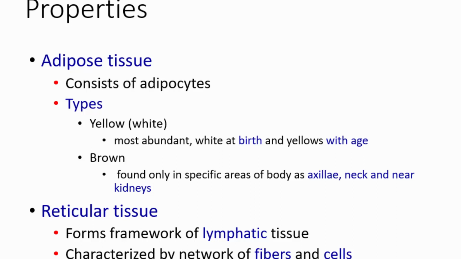Anyway, the brown fat is found only in specific areas of the body, such as your armpits, neck, and around your kidneys. This is a more metabolically active adipose tissue. It's more for protecting, and again, because it's more metabolically active, it's going to give off some heat. And again, it's going to help in those areas to warm those areas up. Okay. And then reticular tissue forms a framework of lymphatic tissue. It's characterized by a network of fibers and cells.